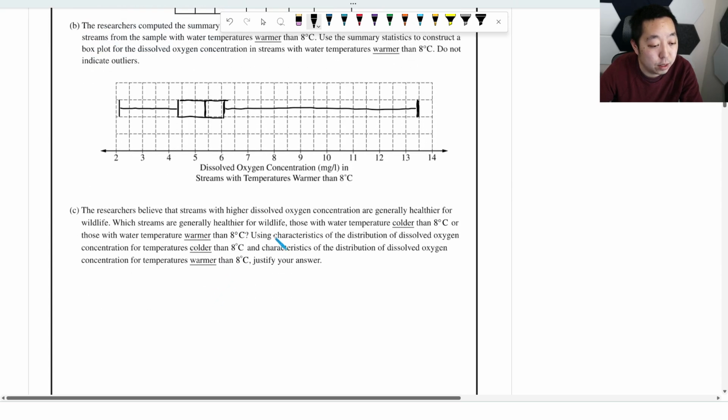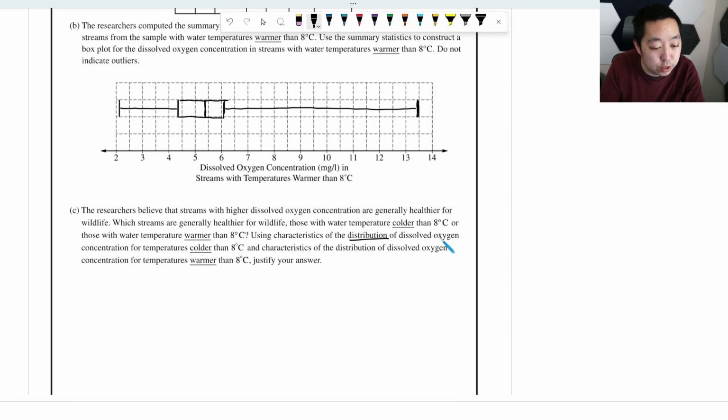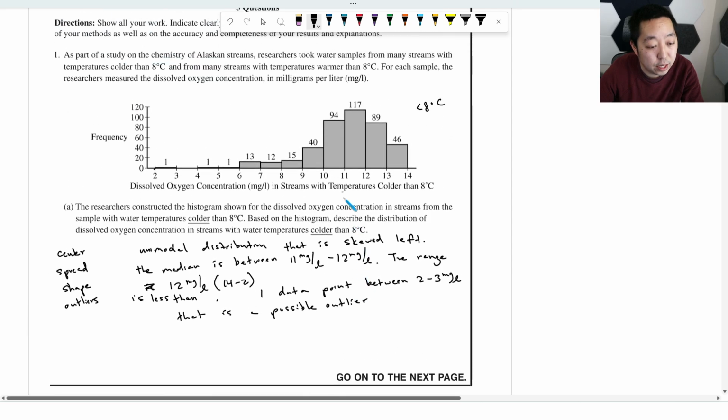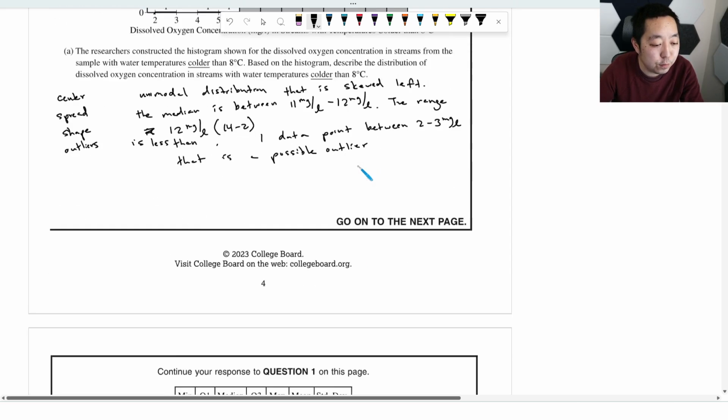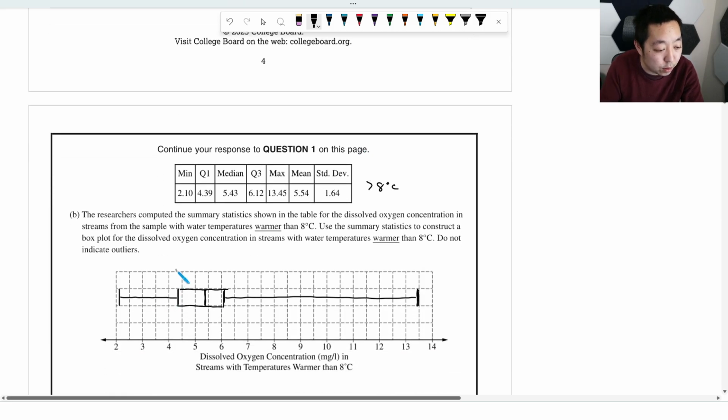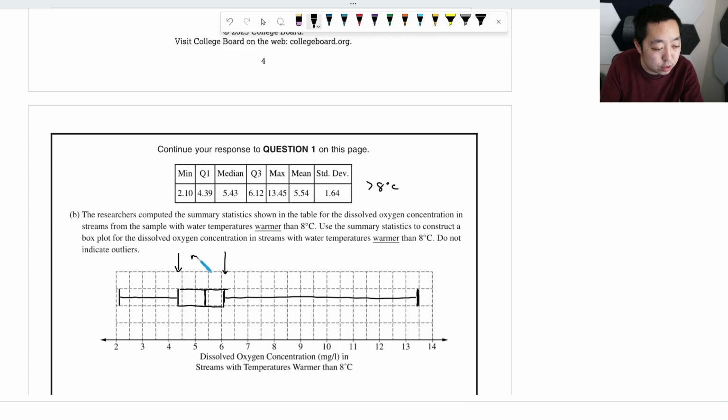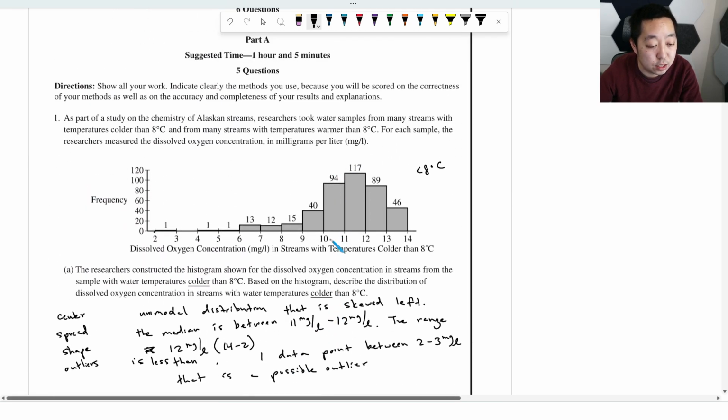So I would talk about, now let's be careful on what they're asking. Using characteristics of the distribution of dissolved oxygen and characteristics of the distribution of the oxygen, justify your answer. So I would say the median, okay? And even if you wanted to, you could talk about the middle 50%, right? Like this region here would be the middle 50%. So this is the mid 50%. Not just the median, but you could say the middle 50%, the Q1 to Q3, is far lower than what the mid 50% of here is going to be, right?